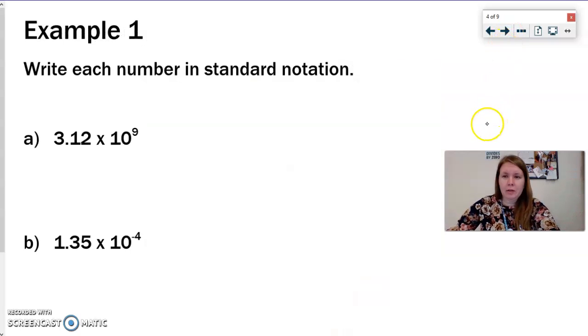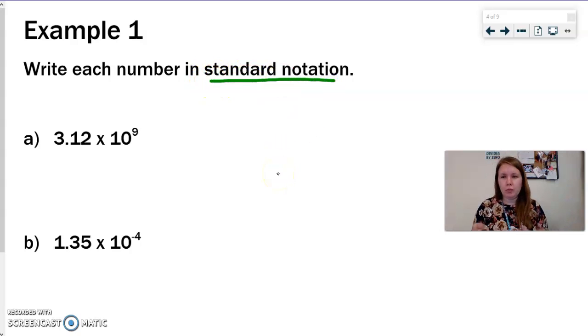So this is where I'm going to get into more of how to solve the actual step. The biggest thing was understanding the definition of scientific notation. It says write each number in standard notation. Standard notation is the typical way that we would write numbers. Right now, these are both in scientific notation, so I'm going to show you what you need to do for each one to write them in standard notation.